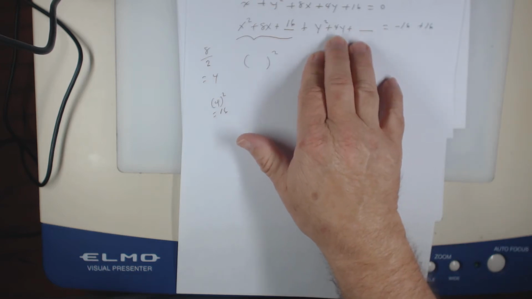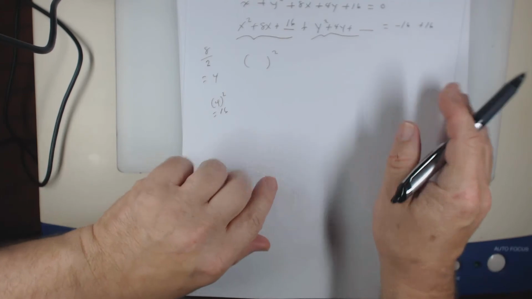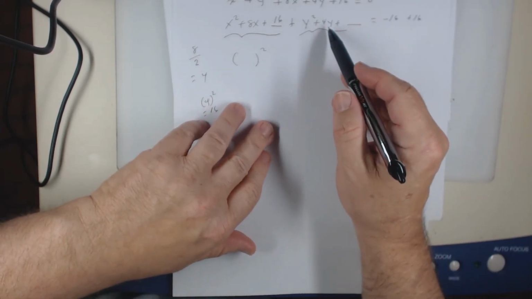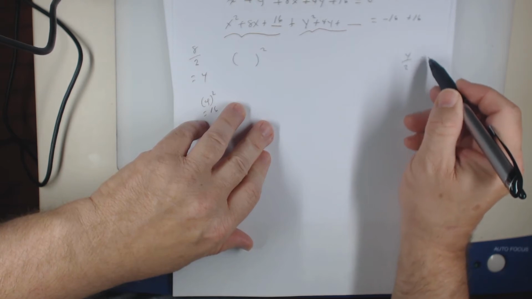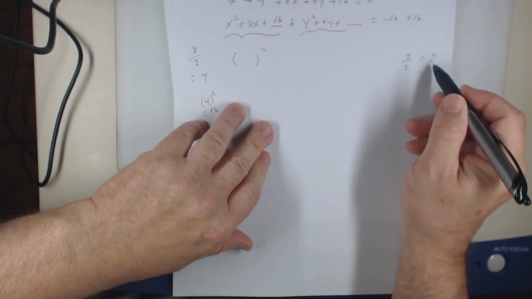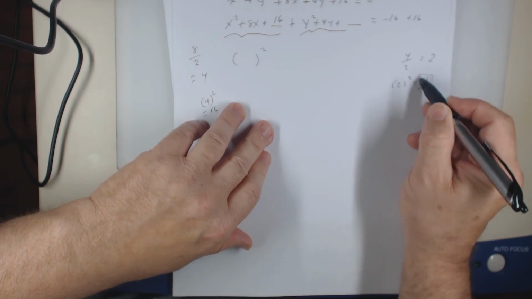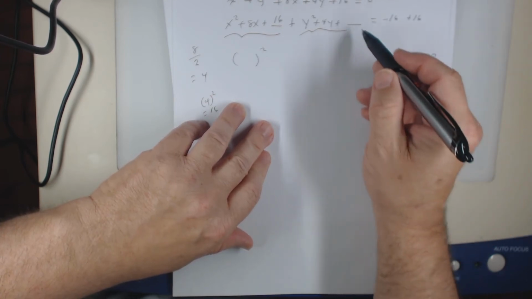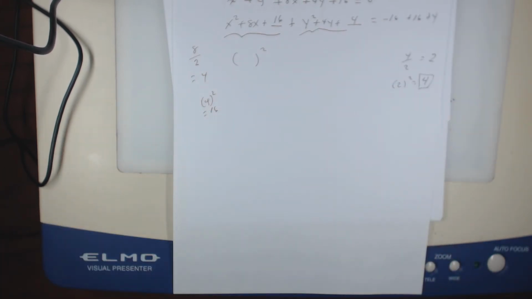Now you have to do the same thing to the y's. What is the coefficient of y? 4. What do I do to that 4? What do I get when divided by 2? 2. What do I do to this 2? What do I get when I square it? 4. What do I do to this 4? Add 4 to both sides. What you do to one side, you do to the other.